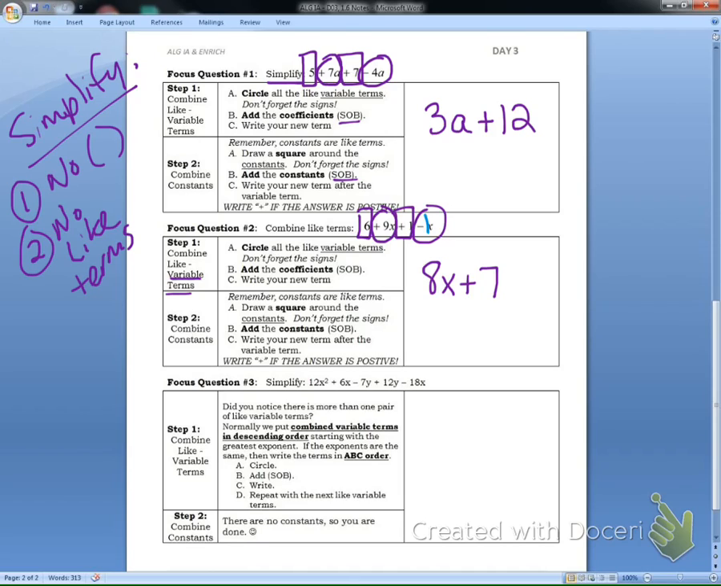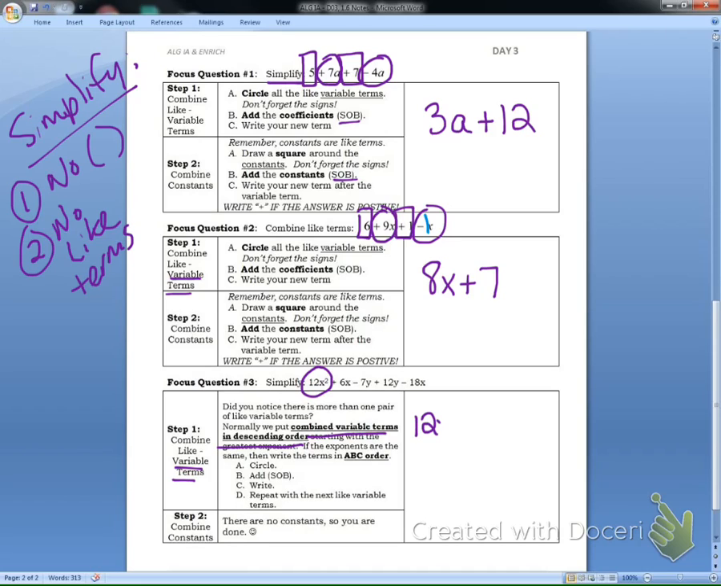Alright, our last example, and this is a little tricky. If our first step is always to combine our variable terms, you probably noticed already that there's a problem with this. We have lots of variables in this expression. So here's our rule. Normally we will combine our variable terms in what's called descending order. What that means is the highest exponent down to the lowest exponent. And then, if they all have the same exponents, we combine our terms in alphabetical order of their variables. So here's what I mean by that.